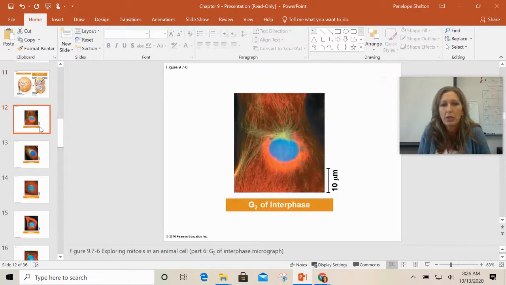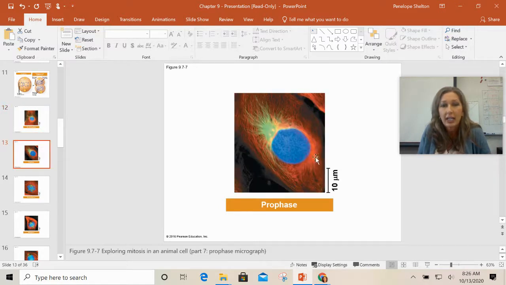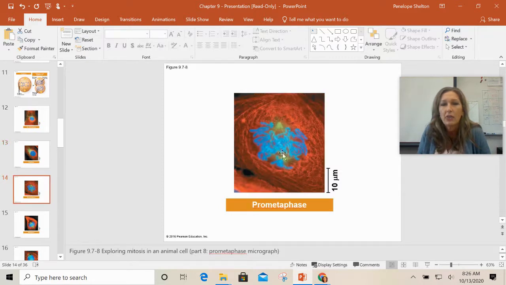If we look at pictures, here's a picture of interphase where they're using fluorescent lighting and tagged molecules to be able to see my DNA and my spindle fibers. Here I can start seeing inside my nucleus, my DNA starting to condense, and my spindle fibers starting to form, so I know I'm in some part of prophase. Here also I've got spindle fibers, my centrioles on opposite sides, and my chromosomes more condensed. I'm not yet at metaphase, so I'm still in prometaphase.